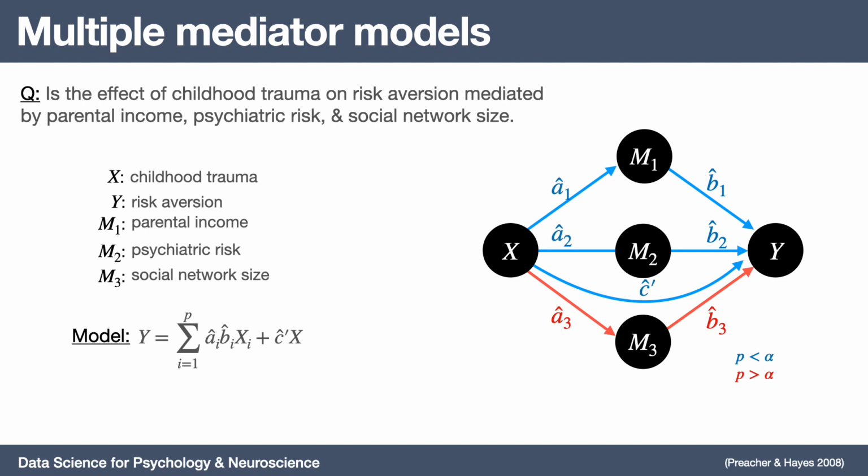So according to this run of the model, if I use bootstrapping to estimate my direct and indirect pathways, I would say that there's a significant indirect pathway between childhood trauma and risk aversion through parental income and psychiatric risk, which are M1 and M2 respectively, and a direct pathway between childhood trauma and psychiatric risk, but no mediating influence of social network size.